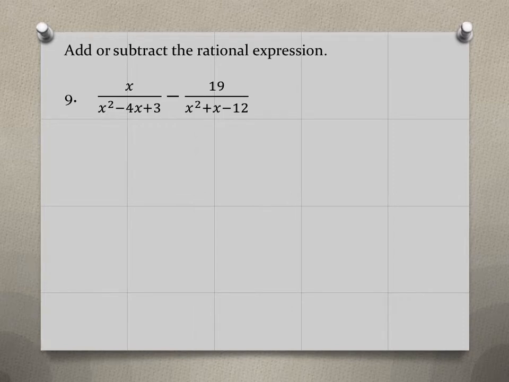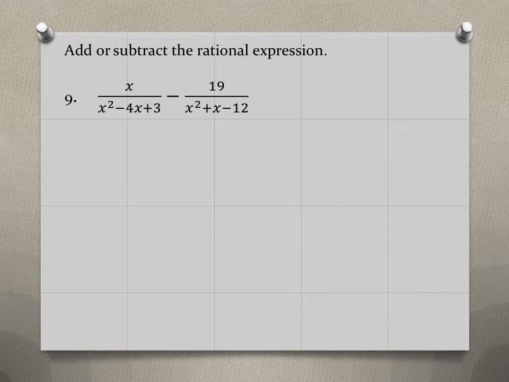To subtract these rational expressions, we need to get common denominators. And right now, we do not have common denominators. So the first one is x squared minus 4x plus 3. The second one is x squared plus x minus 12. So we want to factor these denominators to get a better look of what is actually going on.